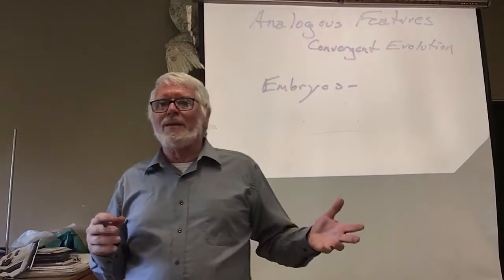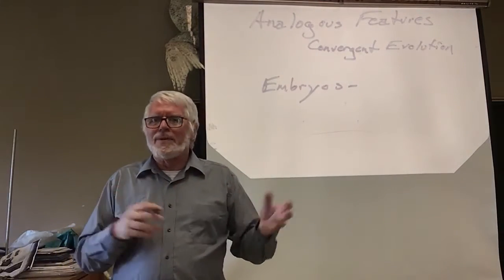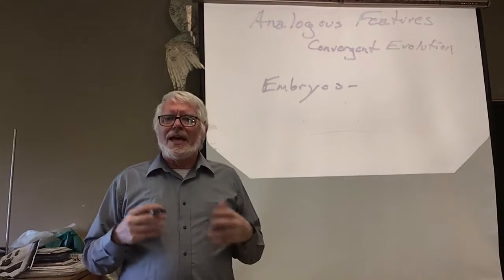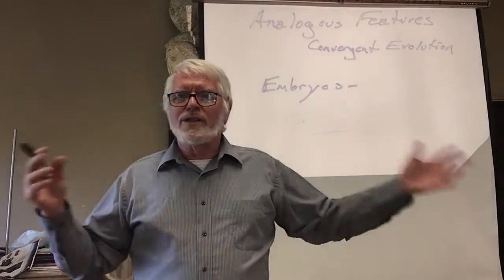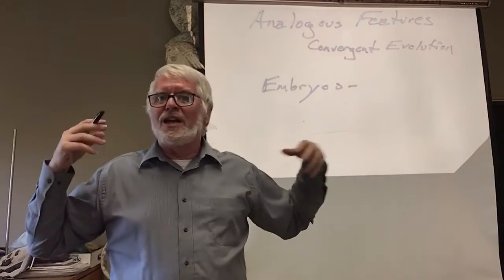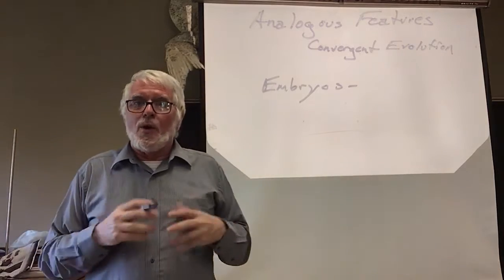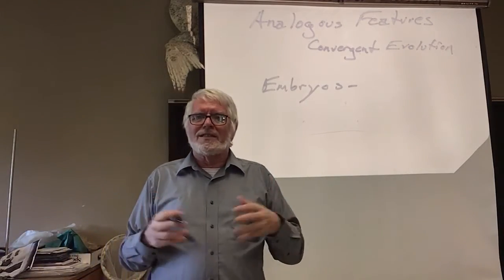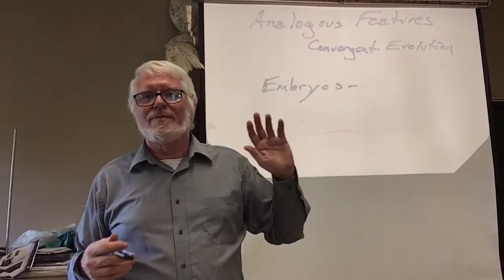And he watched them develop, and he drew a bunch of pictures, and he sliced them up, and he looked at a bunch of features, and he was surprised to find that when he compared embryos across a broad swath of vertebrates, backboned animals, across fish and amphibians and reptiles and birds and mammals, early on in embryogenesis, the beginning of embryos, you see a lot of extremely similar features.